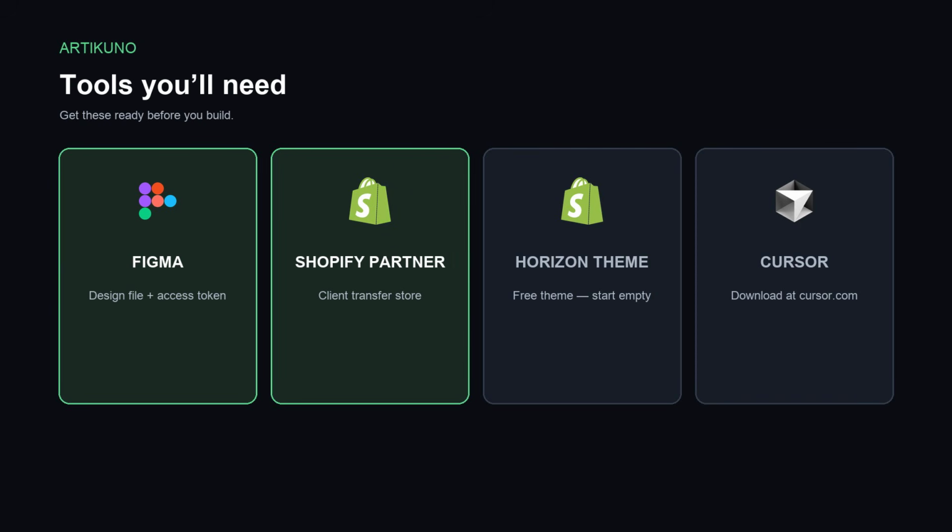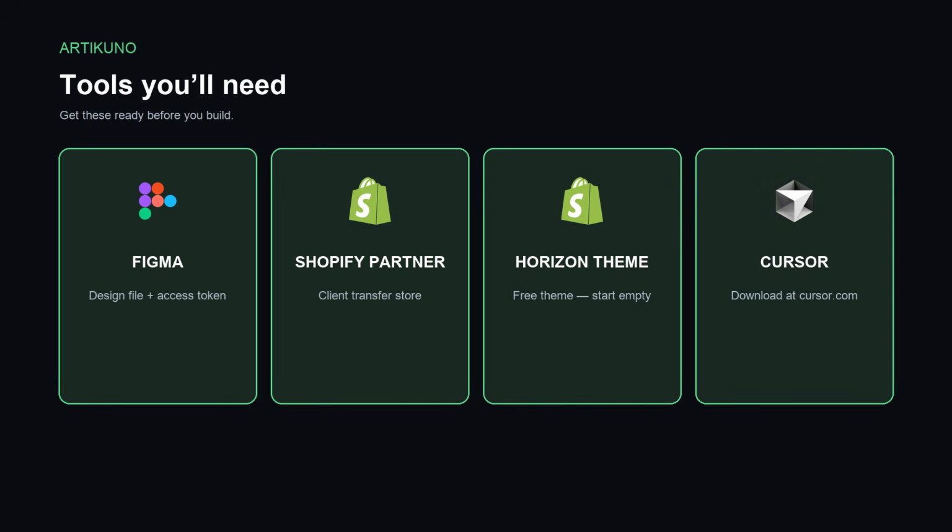Fourth, Cursor. Cursor is an AI coding editor. Think of it as a code workspace with an agent chat on one side and your project files on the other. You download it from cursor.com, sign in, and you'll work mostly in agent mode. Optional, but useful: Shopify CLI if you prefer pulling the theme locally. In this walkthrough, we also use the Shopify Admin API through a custom app. I'll show that when we connect. Download Cursor first, open a partner store second, keep the Figma file ready, then we begin.